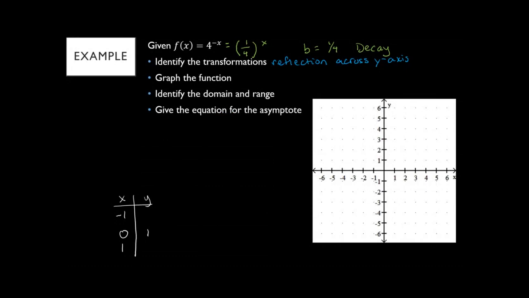Going back here, we're going to use the same 1 over b and b. So 1 over b, which is 1/4, 1 over 1/4 is 4, and then b is 1/4. So that is going to give us our y values here to graph. Our asymptote is still at y equals 0 because we're not shifting up or down.